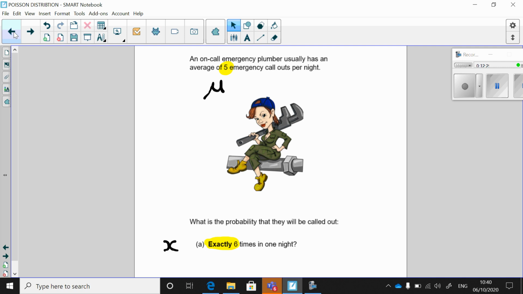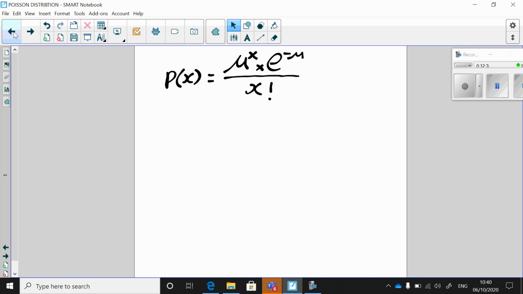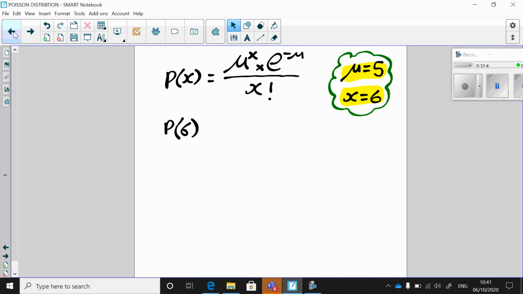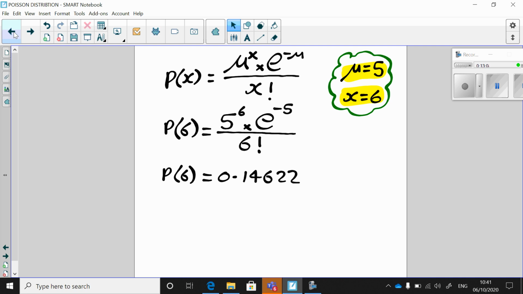So I'm just going to go for that there. There's my formula again, standard. My mean is 5, and it's exactly 6. Again, fire your numbers in. 5 and 6. So exactly 6, probability of 6. Numbers in, and I should have bracketed the top here. As long as you put that in the calculator, it should be fine. So just put it in there.